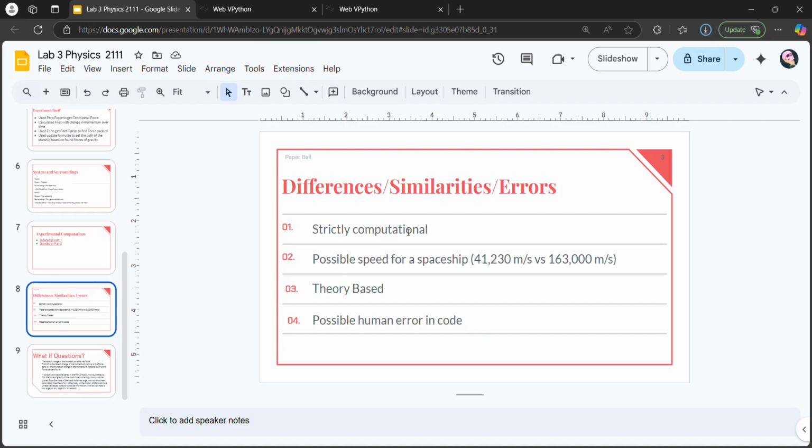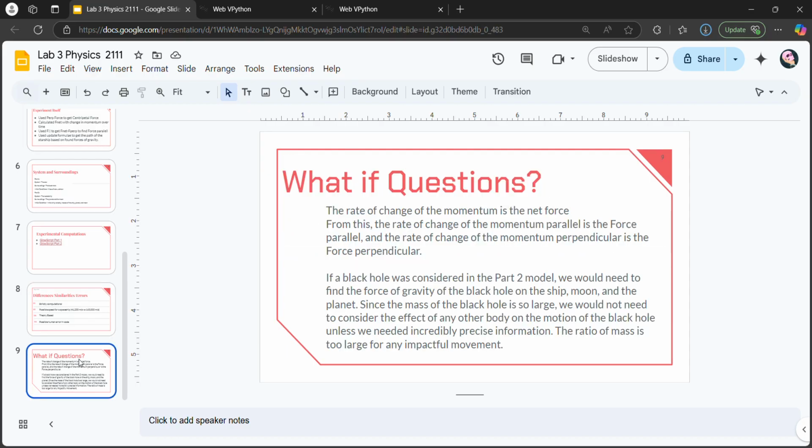The differences and the similarities are this is just a computational model. You're not really going to be able to find this in the real world. This is a possible speed for a spaceship, though. Our initial velocity was, in fact, smaller than the largest velocity a rocket ship can have. This is all theory-based, so the only really possible error would be if I wrote an error in my code. I don't think that's happened, but weirder things have occurred.